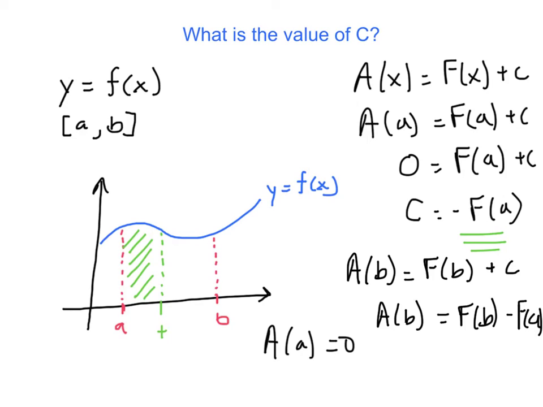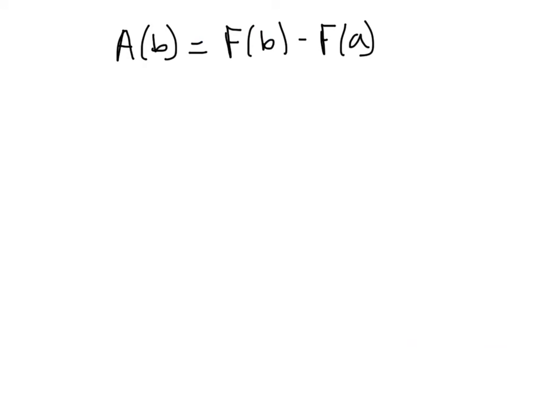Okay, this is a big deal. So I'm going to get a blank screen here and rewrite this, and we're going to tie the whole doggone thing together. So here we have it again. The area under the curve from a to b, which we write as A of b, we just found out equals the antiderivative capital F of b minus capital F of a. And now here's the actual fundamental theorem. We call it part 2 of the fundamental theorem of calculus.